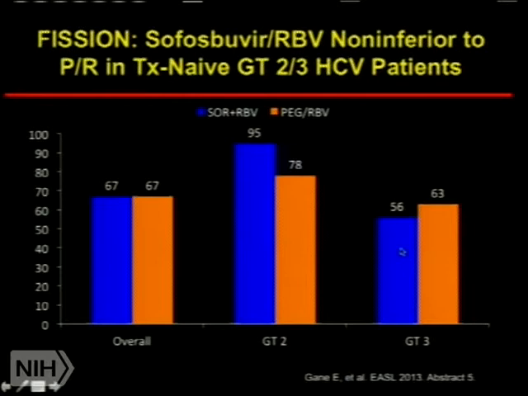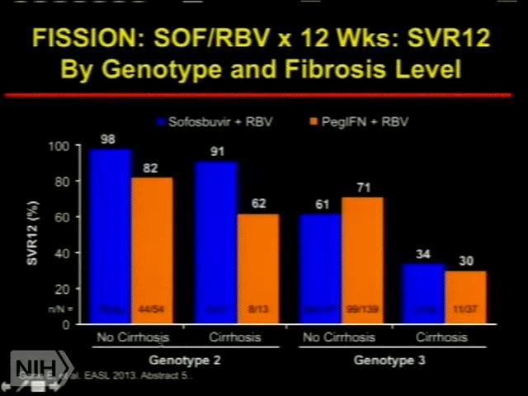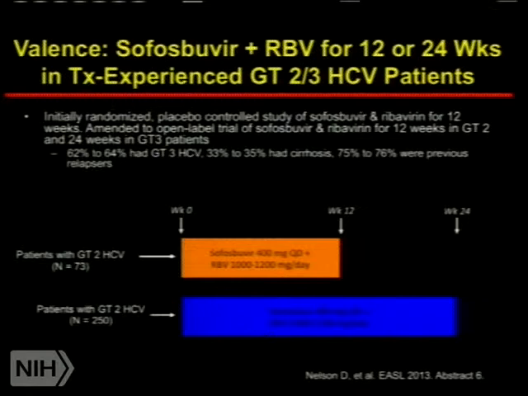And if you drill down and look a little closer, you can see that amongst genotype 2 patients with or without cirrhosis, SVR rates were quite high, above 90%, but in genotype 3 patients with cirrhosis, only a third of these individuals were able to be cured with a 12-week regimen. So the company actually conducted a 24-week regimen, and the data are shown here.